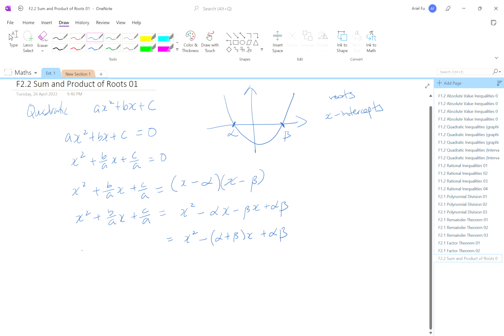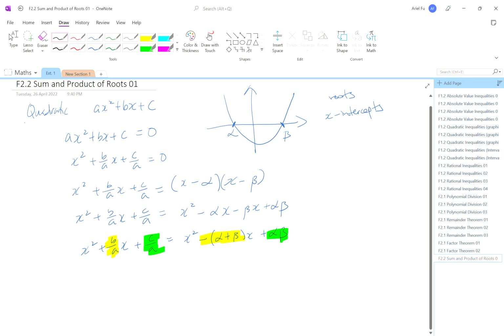quadratic is equal to the factorized form in terms of alpha beta if alpha and beta are the roots of this quadratic formula. Right? That means if I equate the coefficients, b on a is equal to negative alpha plus beta, and that also means that c on a is alpha times beta.